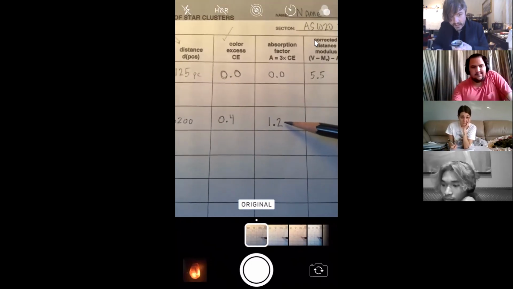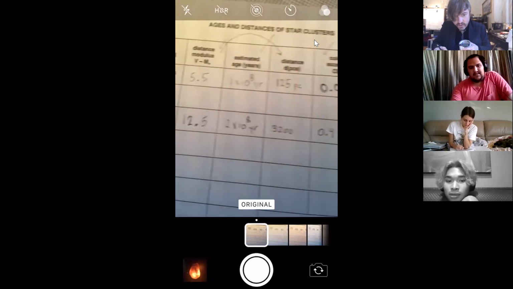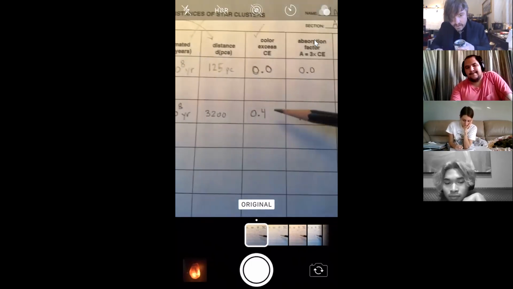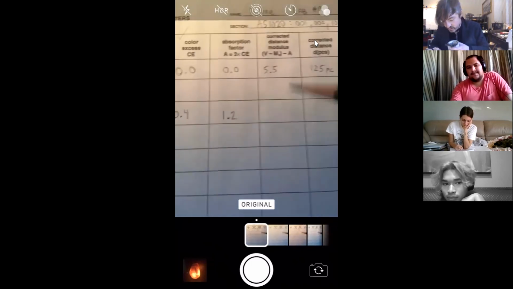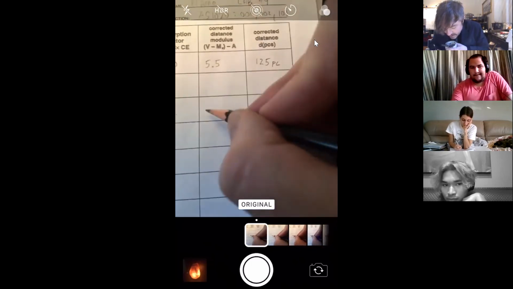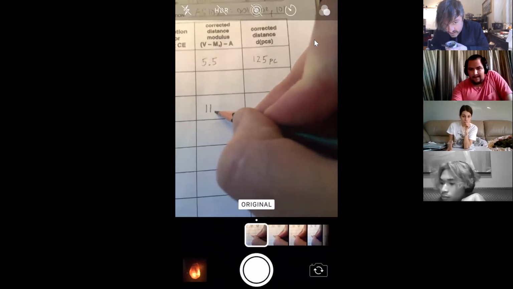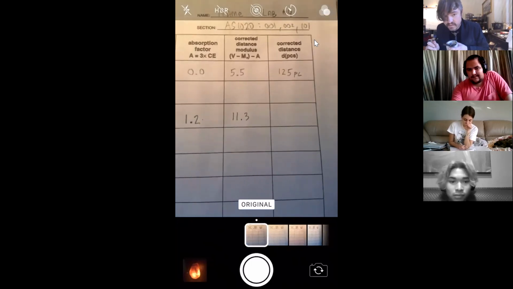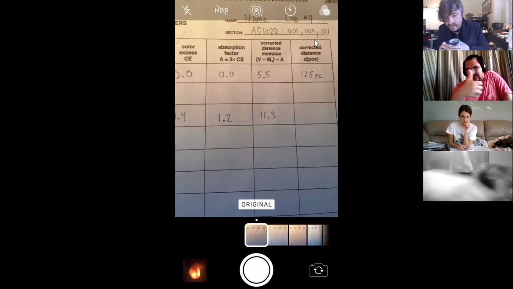We lost 1.2 magnitudes. So I can get the new distance modulus by doing 12.5 minus 1.2, and that gives me 11.3. Did I do that right? Please tell me I subtracted correctly. Is 12.5 minus 1.2 11.3? Does that sound right? Yep.